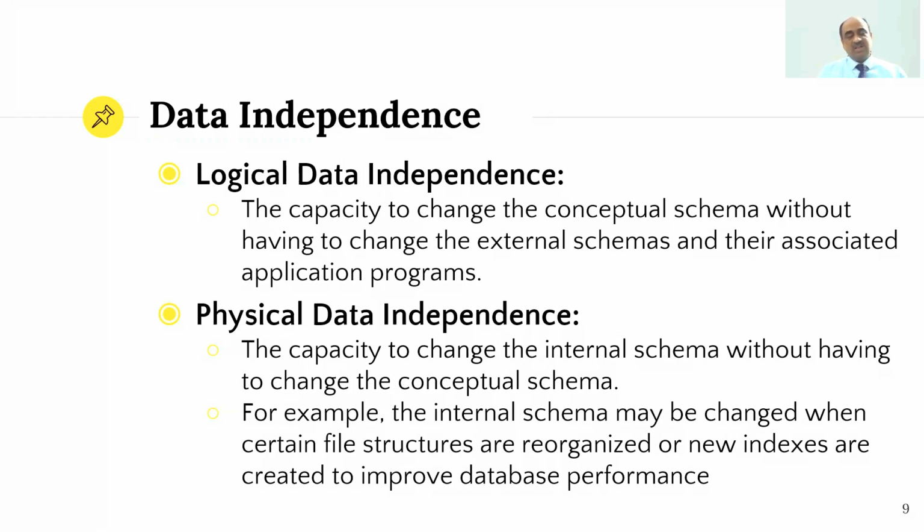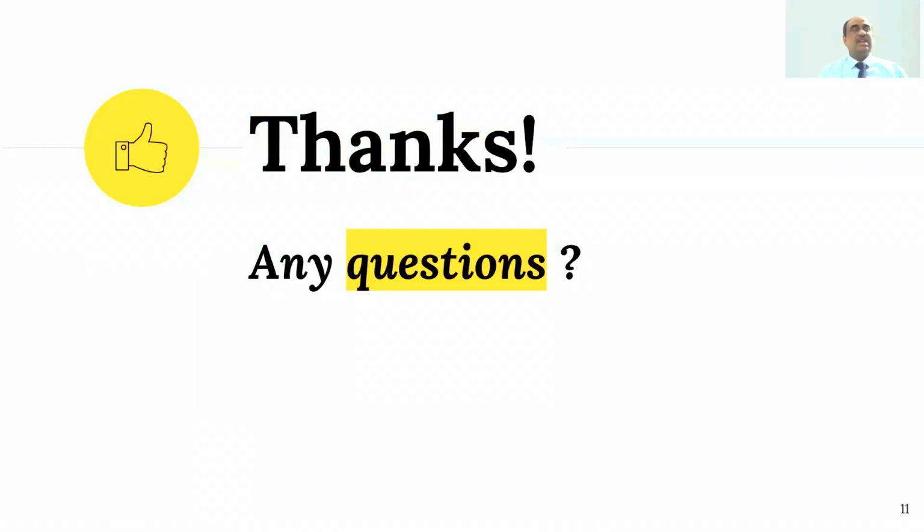So these two topics are very, very important. One is the three-level architecture, which defines the schema of the databases. And next, based on the three-level architecture, we have a concept called data independence, that is the ability to change the schema of one level without affecting the schema of another level. There are two types of data independence, logical data independence and physical data independence.